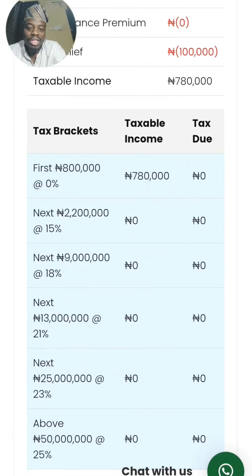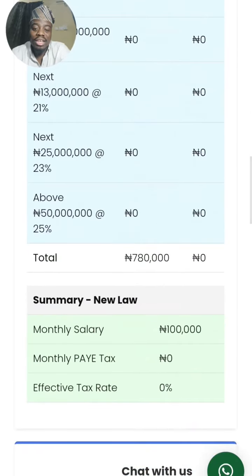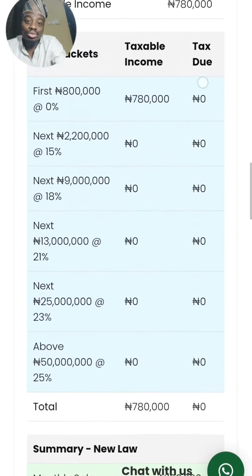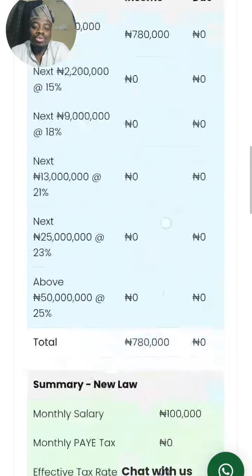That's where we come here. Taxable income, you see, 780,000. Tax due on 780,000 is zero because it's on the first scale, which is 800,000, and it is at 0%. I hope you are getting me. So when we come down here in total, the taxable income is 780,000. Then the tax due on that is zero. So somebody even earning 1.2 million annually with all these deductibles will not even be paying tax.